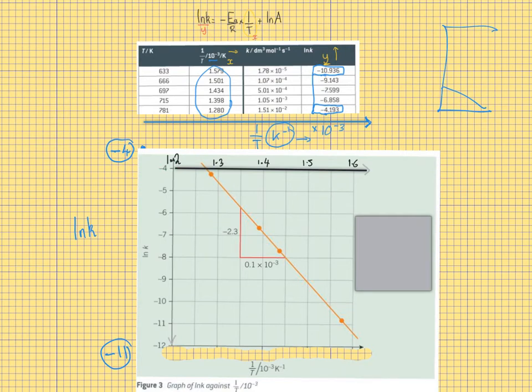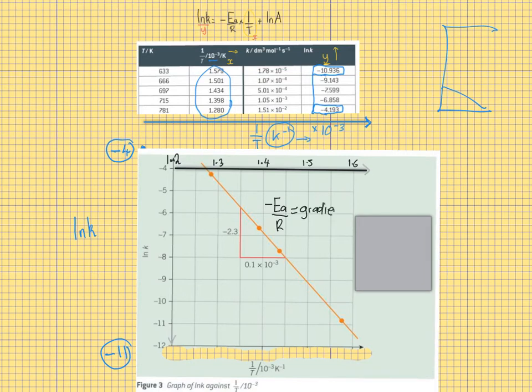Right, so let's look at our equation again here. This is the y-axis, and therefore, if this is the x-axis, minus Ea over R, minus the activation energy over R, is equal to the gradient.